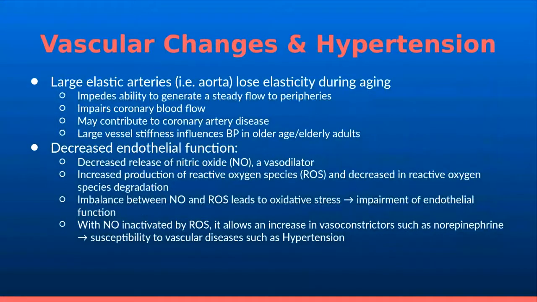So because the other group is covering cardiac changes, I'm going to try and stick to the vascular changes and their role in hypertension. The large arteries, like the aorta, for example, are rich in elastin and collagen, which help to buffer the intermittent output from the heart to create a steady flow to the capillaries.